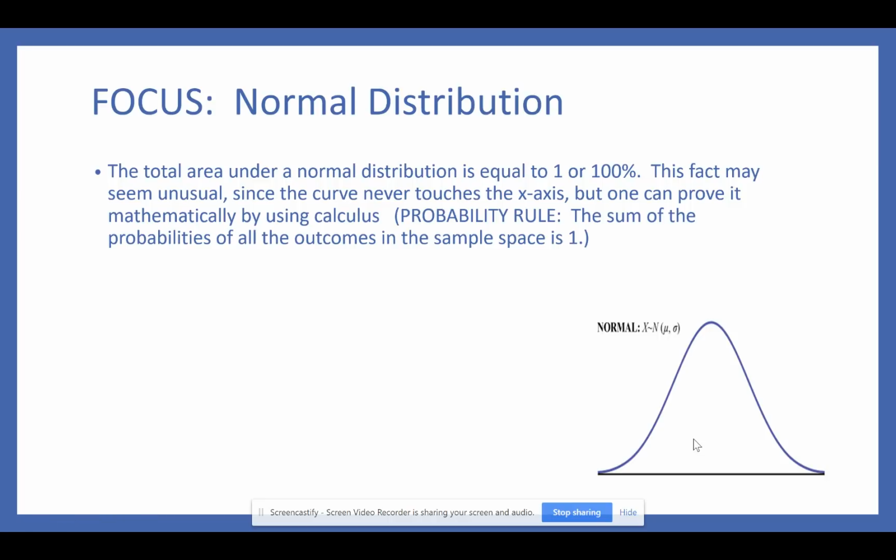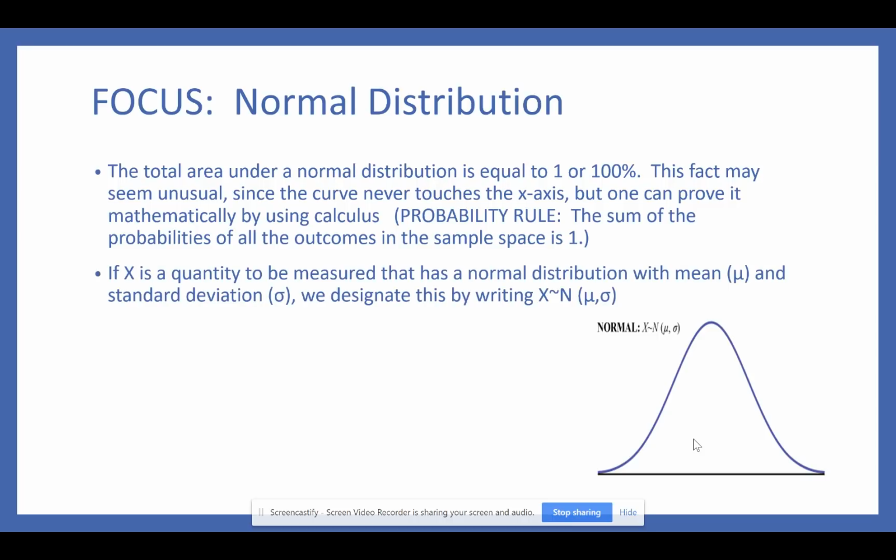This is a carryover from the probability rule that the sum of the probabilities of all the outcomes in the sample space is 1. Now, we can actually prove that the total area is 1, but it requires us to know calculus. So you may have to trust me on this fact.